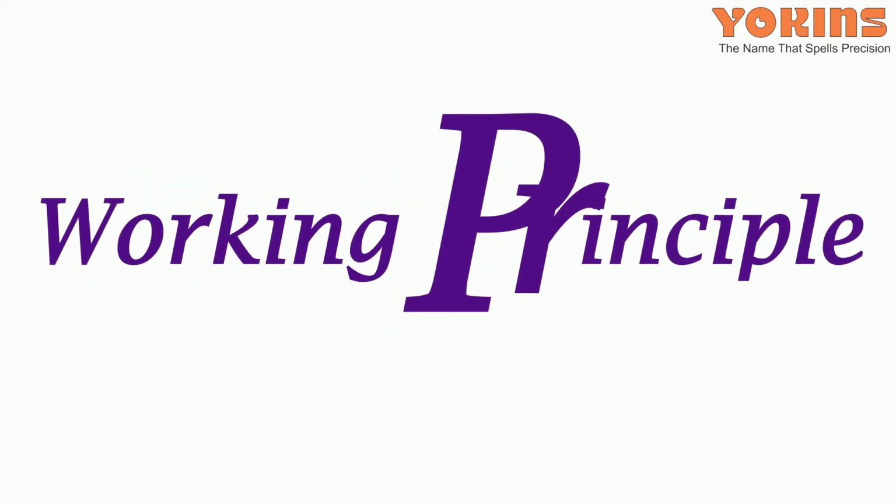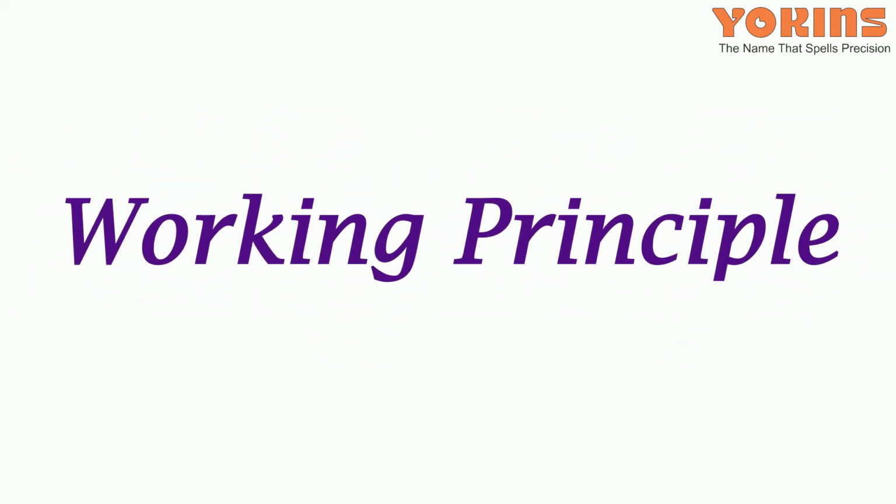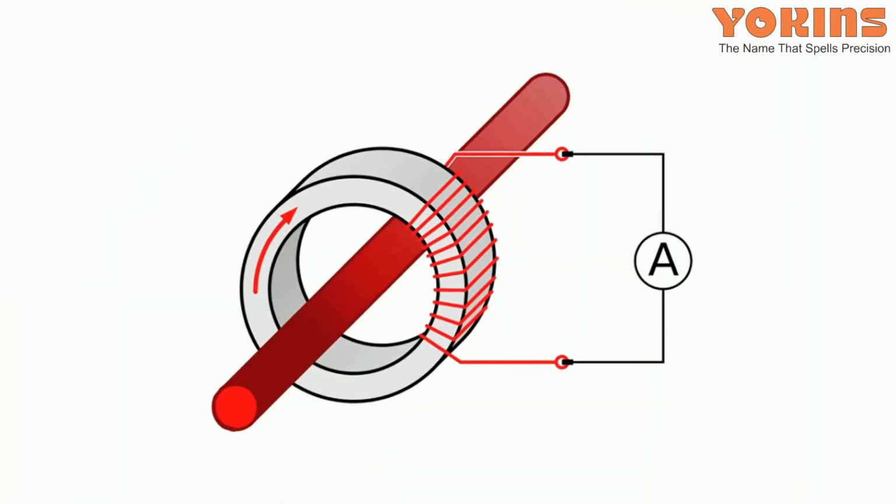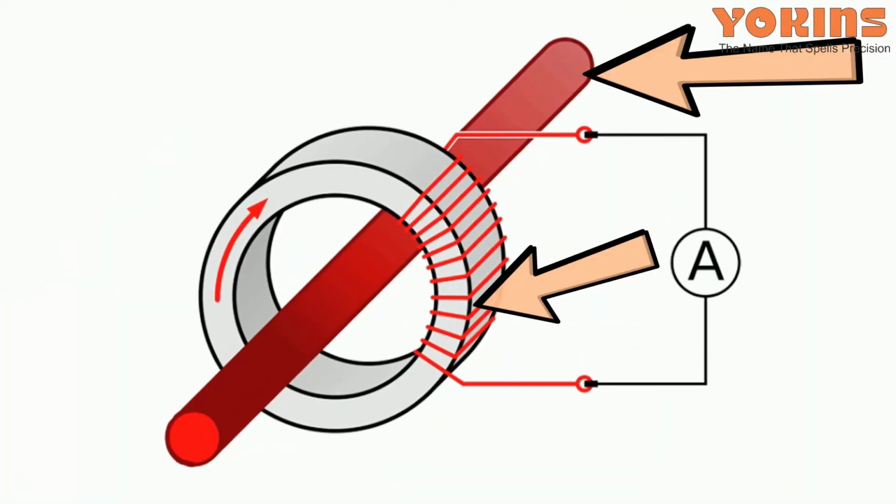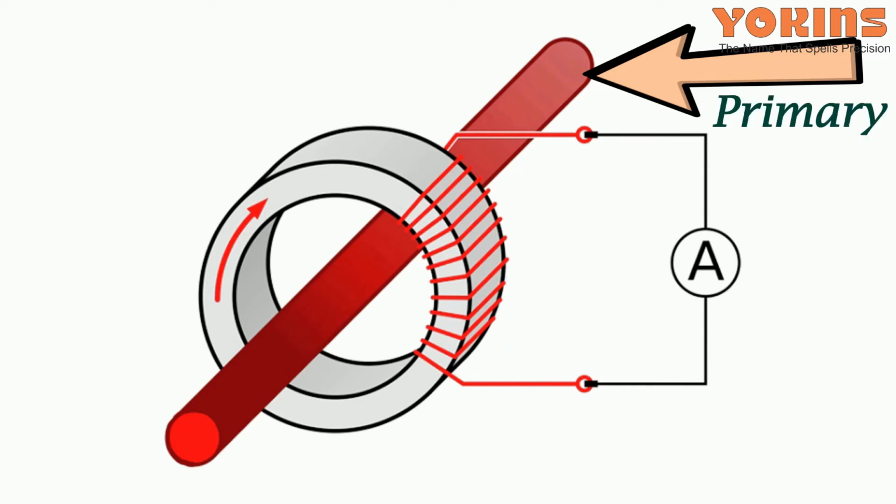Now we will be moving on to the working principle of current transformer. As said earlier, CT is basically a transformer. In a transformer, there are two windings. One is primary and another is secondary. The conductor we are passing through the CT, through which the high current to be measured is flowing, will act like a primary winding.